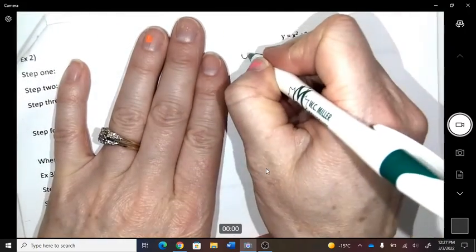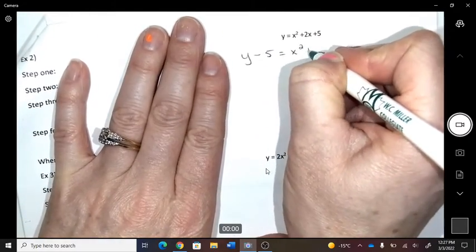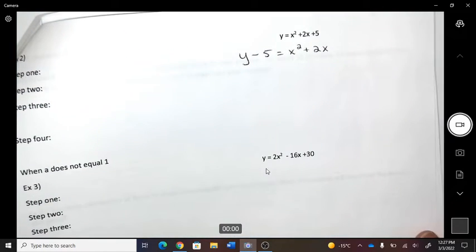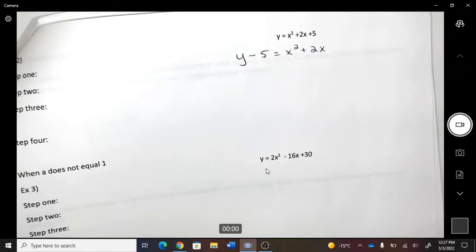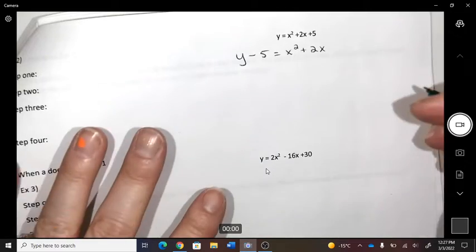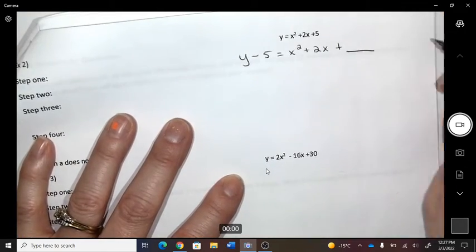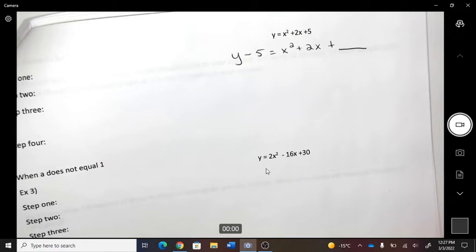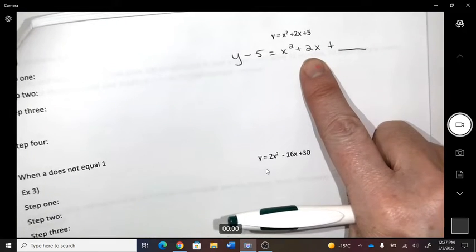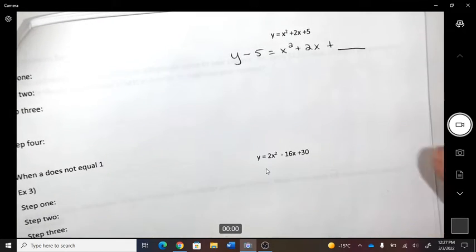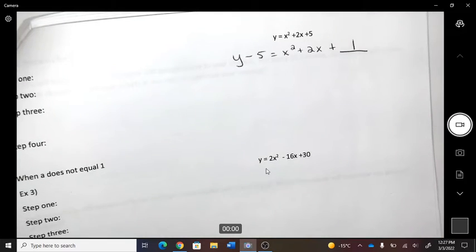Okay, so I need to remove the last number. The purpose is I want to make the perfect trinomial, and that one was not perfect. Step 2. How can I end this trinomial? So take half and square it. What's this? Half and then squared. Did you get a plus 1?